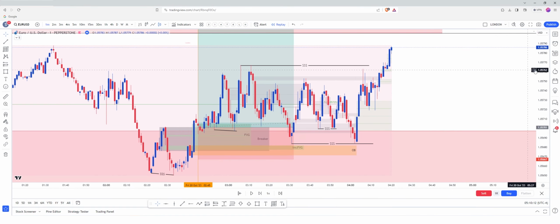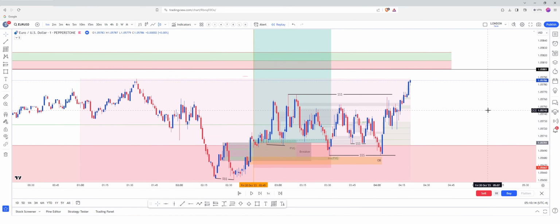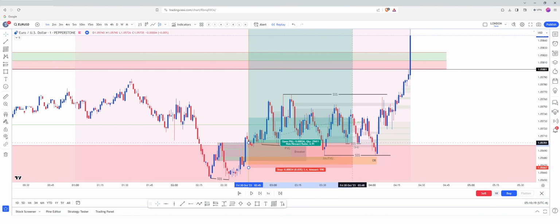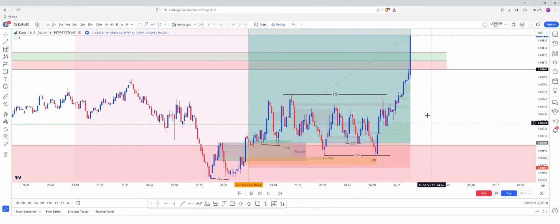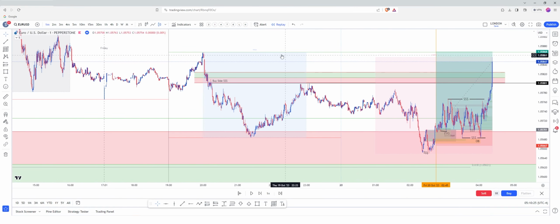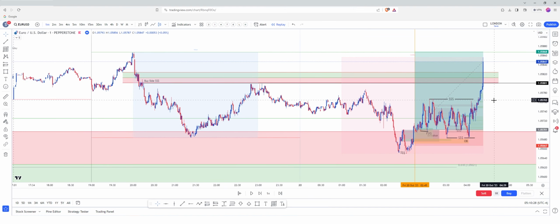And now accelerating away into the take profit that we identified. So it's just literally smashed straight through. So there's really not an opportunity to close there. It's gone through so fast. Eyes are on the Asia high.